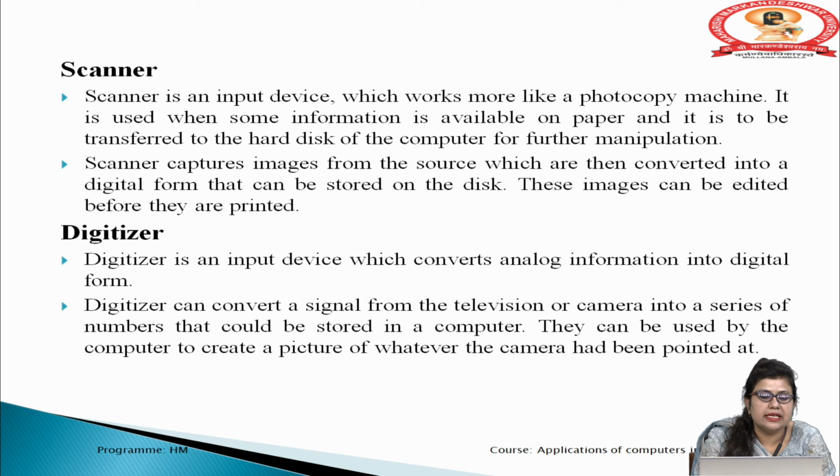Then comes the digitizer. A digitizer is an input device which converts analog information into digital form. A digitizer can convert a signal from a television or camera into a series of numbers that can be stored in a computer. They can be used by the computer to create a picture of whatever the camera has been pointed at.